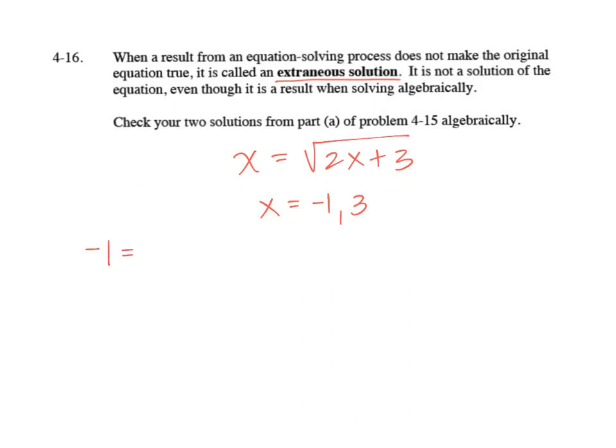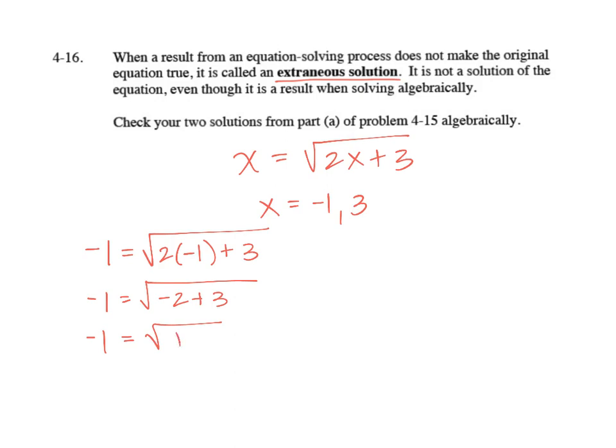If I put negative 1 in for x, I'll get negative 1 is equal to the square root of 2 times negative 1 plus 3. Simplifying, I'll get the square root of negative 2 plus 3. Simplifying again, that's going to be 1. So I end up with negative 1 is equal to 1, which is not true. Okay, so that must be my extraneous solution. Let's check the other one to make sure that works out.